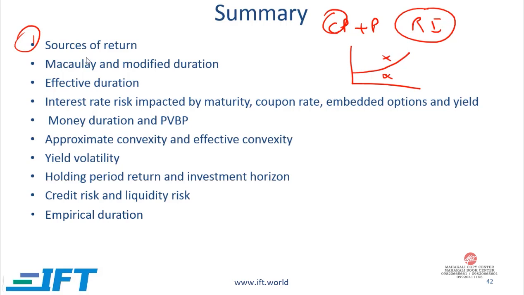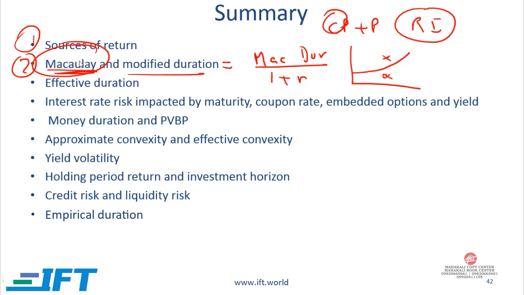Next, you need to understand Macaulay and modified duration. The Macaulay duration is simply a weighted average of the cash flows. Modified duration is linked to Macaulay duration. Modified duration is Macaulay duration divided by 1 plus R, where R is the interest rate for one period. The interpretation for Macaulay, as I just said, is based on a weighted average of the cash flows.